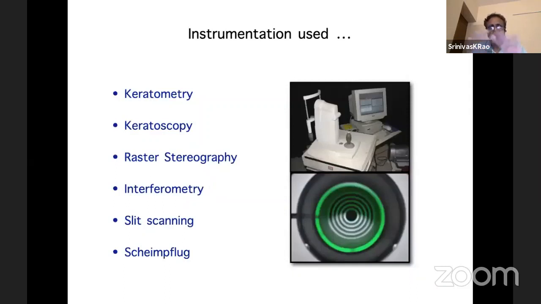Once we realized that we needed to look at a larger area of the cornea, we needed to go beyond the keratometer. So we did keratoscopy, which means you have basically a lighted Placido's disc, if you will. So this projects multiple circles onto the cornea, and then you get a larger area of the cornea that you can image. From then, we went on to raster stereography and interferometry, both of which are no longer used to study the cornea. But what has stood the test of time is the slit scanner. And now, of course, the newer device, the Scheimpflug, which is the Pentacam that we're interested in, we're getting there slowly.